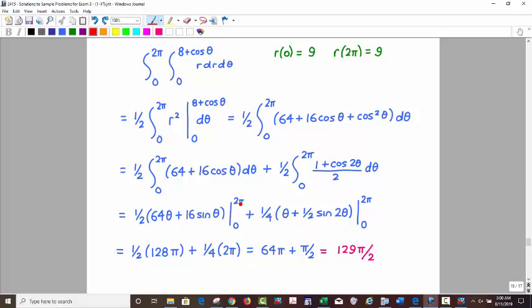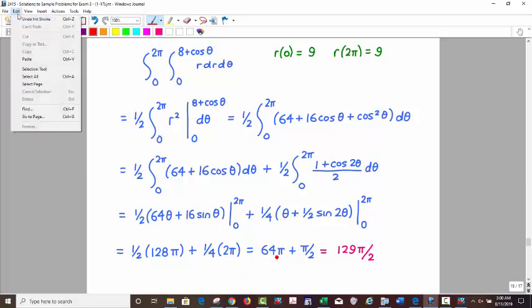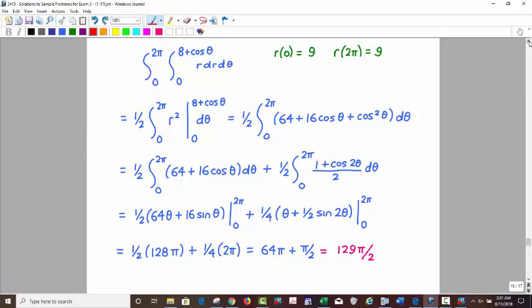2 pi, you plug that in there for theta, gives you 128 pi. And then over this integral, you plug in 2 pi for theta. You get 1/4 times 2 pi is pi over 2. Then basically it's 64.5 pi, which is the same thing as 128 over 2 plus 1 over 2 is 129 over 2 pi. There we go.